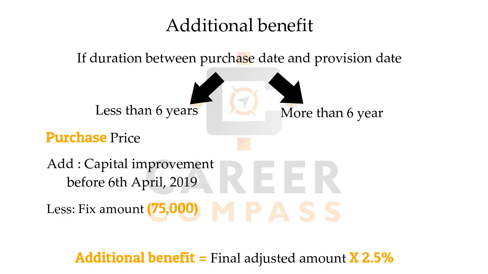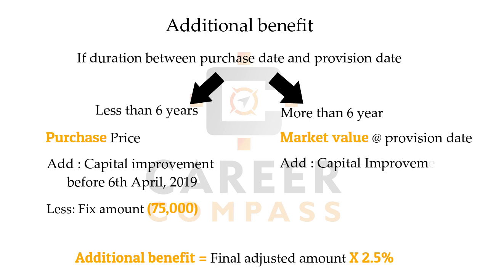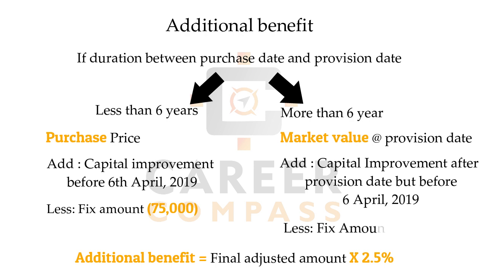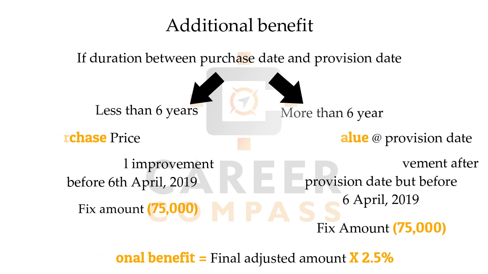Then in that case, we have to take the market value at the provision date instead of the purchase price, right? And then we add the market value and the capital improvement amount, and then once again deduct the fixed amount of 75,000 pound. Here also students, additional benefit will be the final amount multiplied by 2.5%, right?